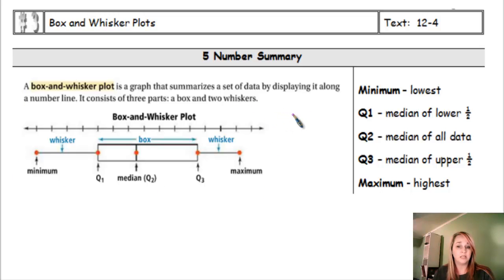It basically summarizes a set of data by displaying it along a number line, and it consists of 3 parts: the box and 2 whiskers. Now, the whiskers are the minimum or the lowest data value, and the maximum or highest data value. The box itself, the very middle of it, is constructed from the median, which is what we call Q2. It's the median of all of the data. Q1 is the median or middle of the lower half of the data, and Q3 is the median or middle of the upper half of the data. And we're going to talk about how you find all of those values.